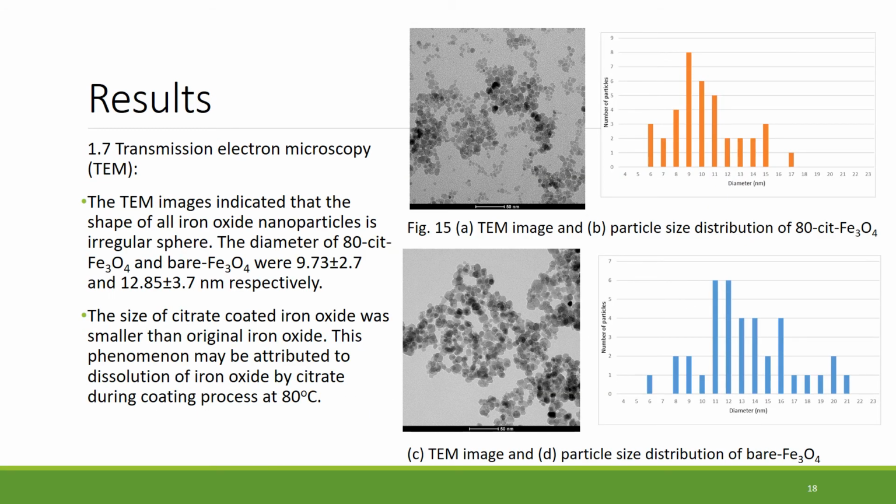So how about the size? Based on the TEM, after the coating of citrate, the size of the magnetic particle reduced a little bit due to the dissolution of the iron oxides, while the size distribution is also smaller than that of the uncoated type.